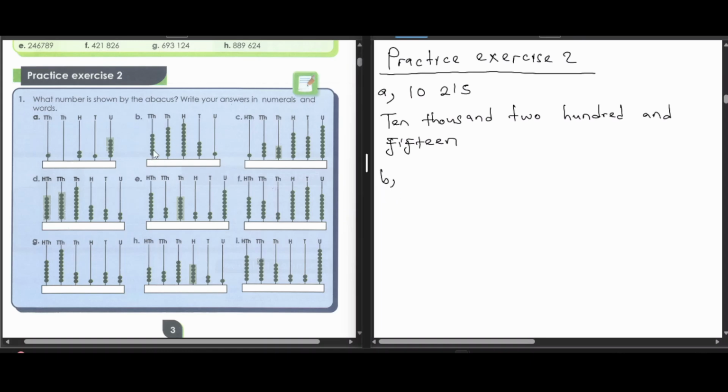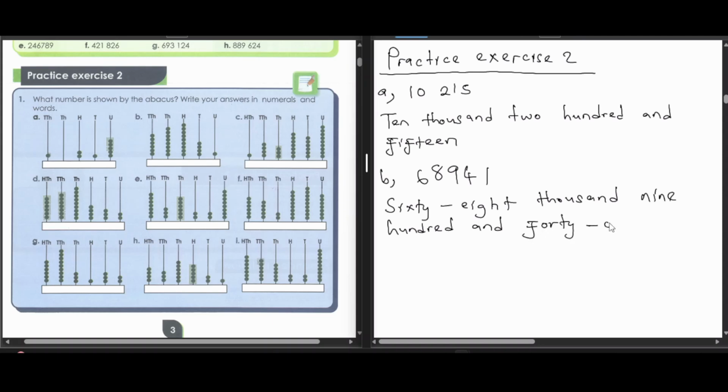B yakanzi iyo 1 2 3 4 5 6. Saka inenge iri 6. Apo 1 2 3 4 5 mingatangidze 1 2 3 4 5 6 7 8. Saka apo 8 1 2 3 4 5 6 7 8 9 9 1 2 3 4 na 1. Saka 68,941. Saka ingeri 68,941. Like that.